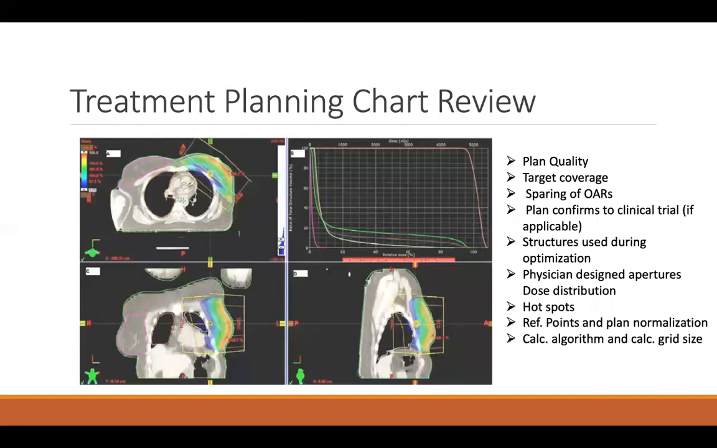Treatment planning chart review. We normally check, or we should check, the plan quality, the target coverage, and also whether the sparing plan conforms to the clinical trial structure used during optimization, physician designed apertures, dose distribution, hotspot, reference point, plan normalization, calculation algorithm, and calculation grid size.